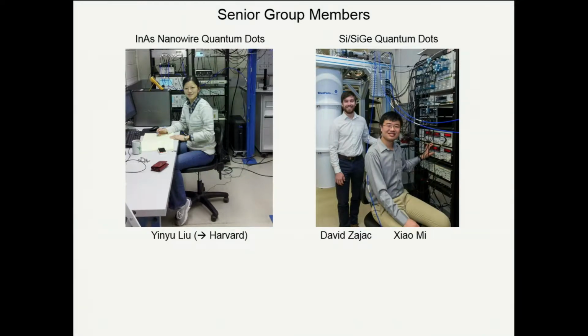So I want to give credit to the people that largely did the work here, but most of the experiments we're going to talk about were performed by Yinyu Liu. She just graduated a couple of weeks ago and is headed to Harvard to work with Amir Yacoby. And most of her experiments involved indium arsenide nanowire quantum dots. As I mentioned in the past lecture, for reasons of coherence, there's been a transition from III-V semiconductors to group IV materials, things like diamond, NV centers in diamond, silicon quantum dots, graphene quantum dots. And we have a big effort in the group making qubits in silicon, and that's been led by David Zajac and Xiao Mi, who are shown here.